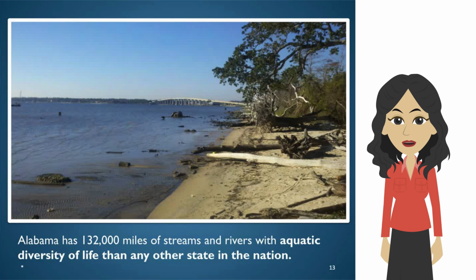Alabama has thousands of miles of streams and rivers. These rivers and streams and their coastlines are home to many different types of plants and animals. In Alabama, we have more different types of living plants and animals living in the water than any other state in the United States. For example, here in Alabama, we have more different kinds of freshwater turtles than any other state.